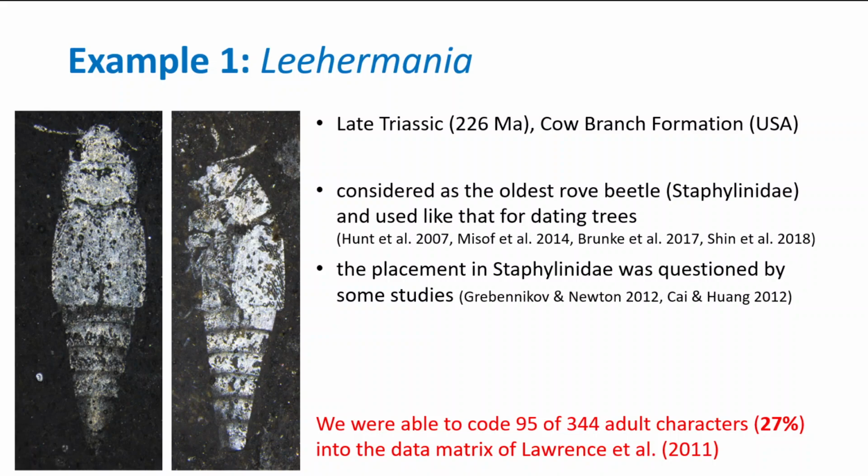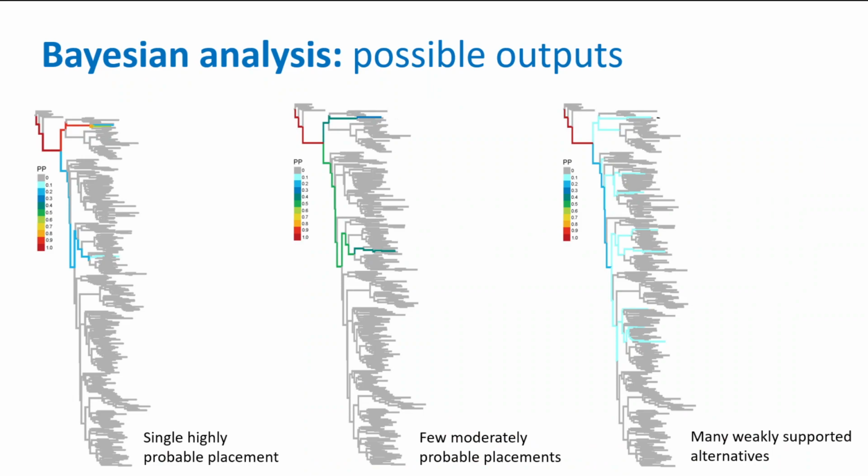However, for a long time, some people were suspicious that this may not be a rove beetle at all. So our task was to analyze the position of the fossil and get a clearer solution of what it can be. We were trying to code the morphological characters. After a very detailed and long analysis of all the fossils, we were able to code 95 of 344 adult characters in this John Lawrence morphological dataset, so about 27% of the characters. And when we ran the topology constraint analysis, of these three possibilities which I have shown you before, we got the middle one.